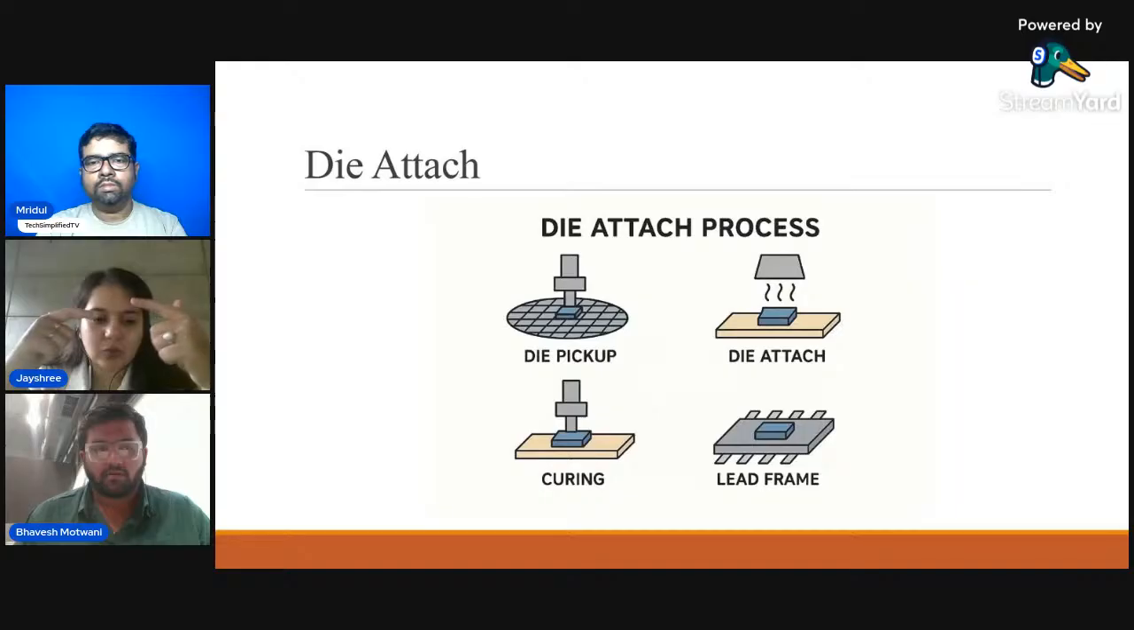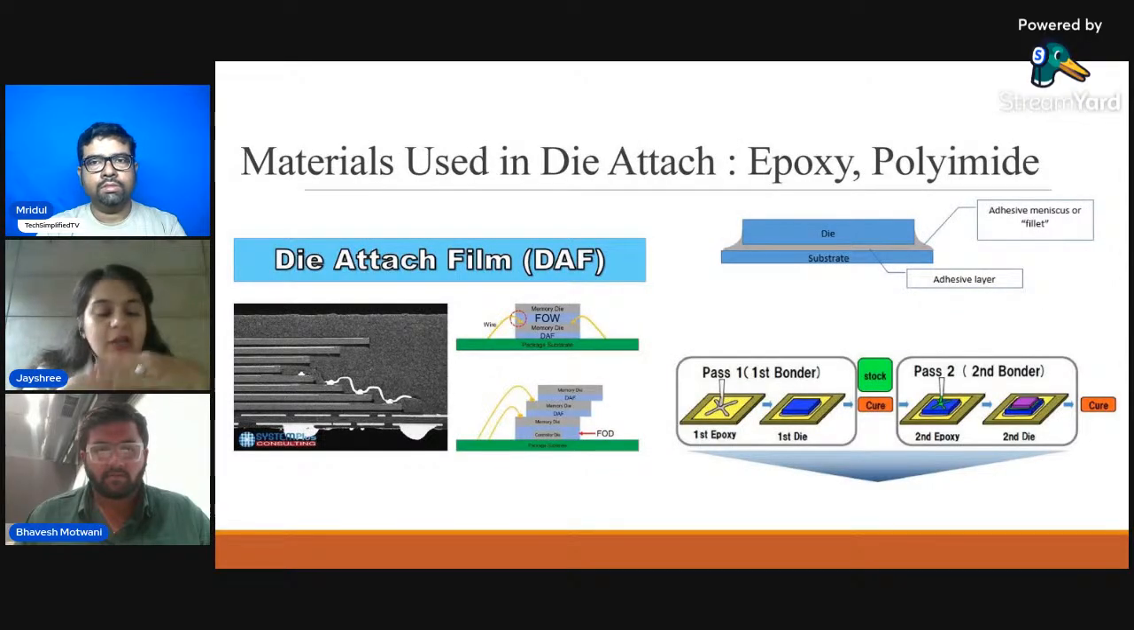So we pick up the die, attach it, press it mechanically, and then cure it so that the die sticks onto the surface. Think of a gum, a paper, and a stone. We are sticking the stone on the paper. The same is that. Okay, so there are types.